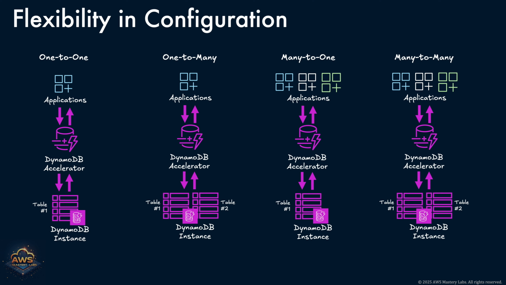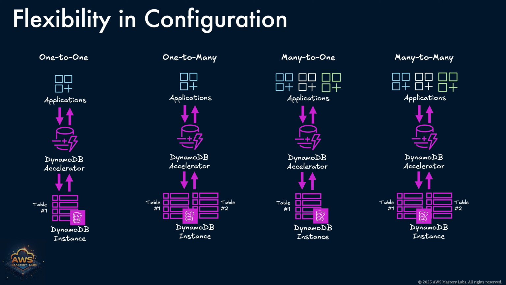Many-to-one configuration. In this case, multiple applications share access to a single DynamoDB table through a shared DAX cluster. This is common in scenarios where a shared data model is accessed by multiple services. For example, the user service and an analytics service, both querying a single user table. DAX provides a centralized caching layer, improving performance for all applications while reducing read pressure on the base table.